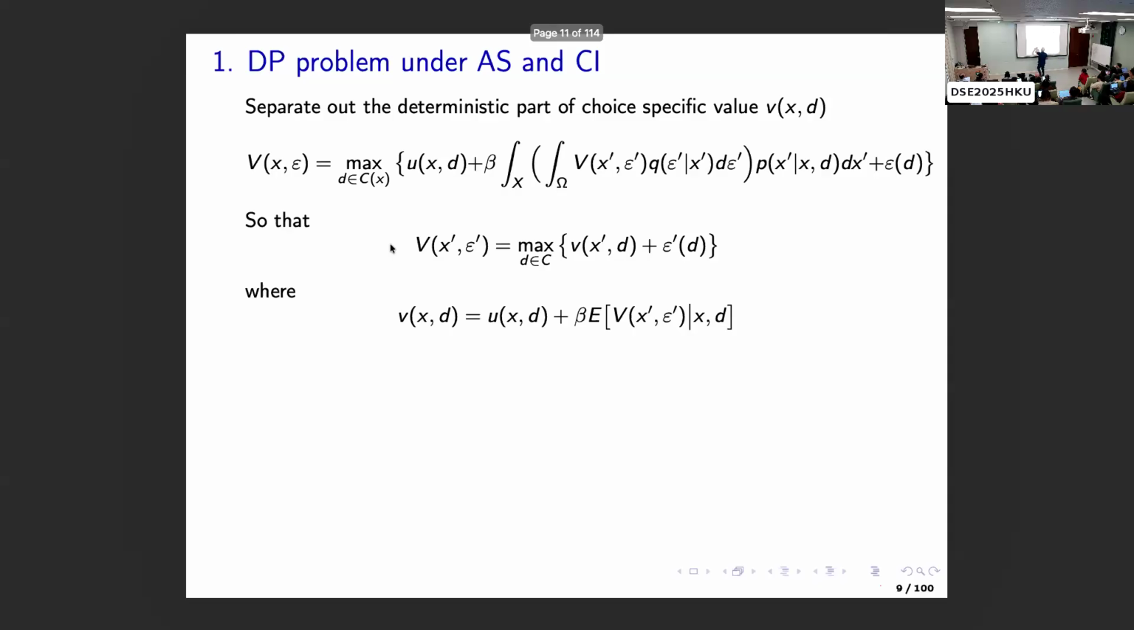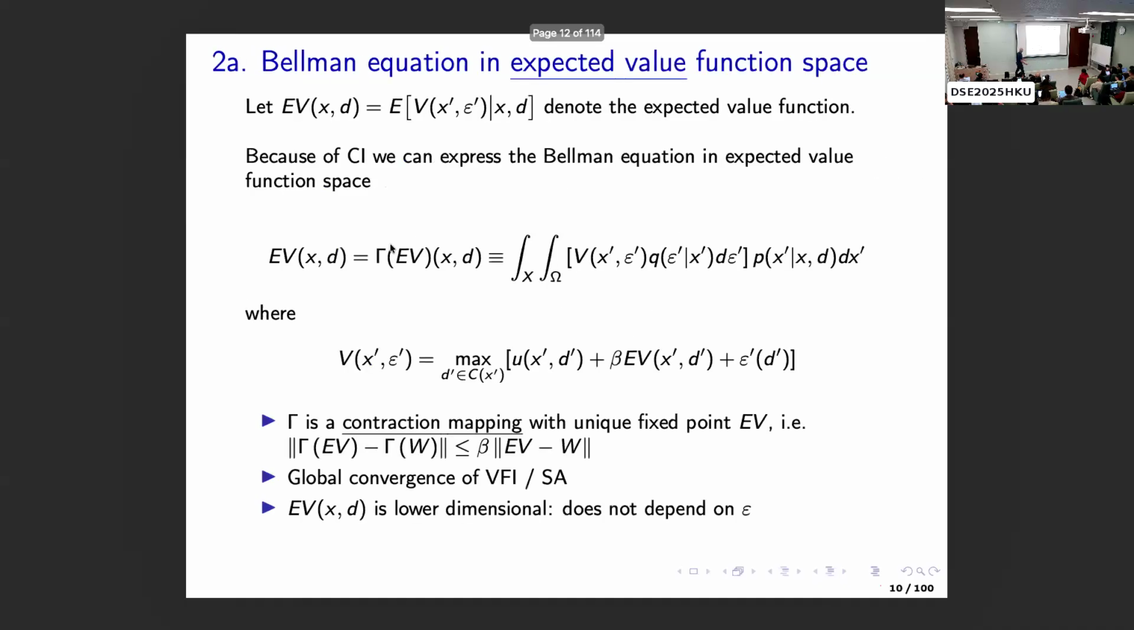Remember, we started with something like this, right? The value function, the solution to this equation, was a function that was defined over both the observed state variables and this j-dimensional vector of unobserved states, the high-dimensional object. Now, what if we could just integrate that out and formulate the Bellman equation in expected value function space? Okay.